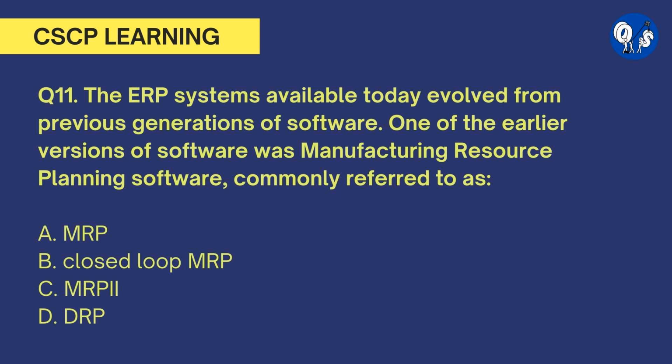Question number 11. The ERP systems available today evolved from previous generations of software. One of the earlier versions of software was manufacturing resource planning software, commonly referred to as A. MRP, B. Closed loop MRP, C. MRP2, D. DRP. The correct answer is C. Manufacturing resource planning software was the first version of the software to incorporate more than just the MRP portion of the business. It included financials, provided visibility into capacity and materials defined in the operations plan, and tracked transactions that fed into the financial statements.